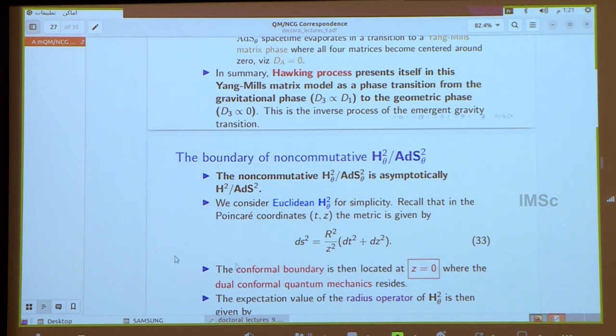Okay, so I'll just be quick then. I would like now to go to the boundary. So the boundary.